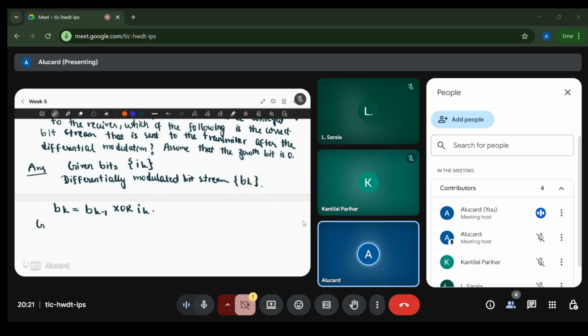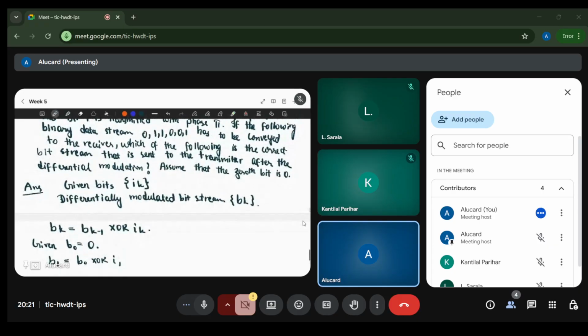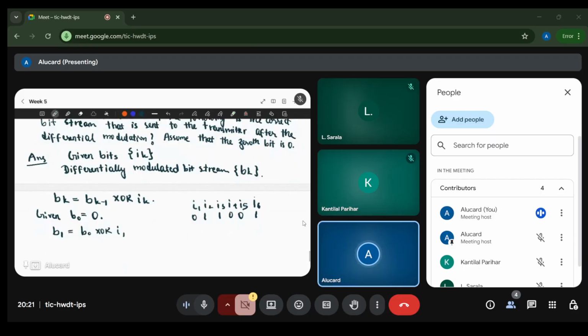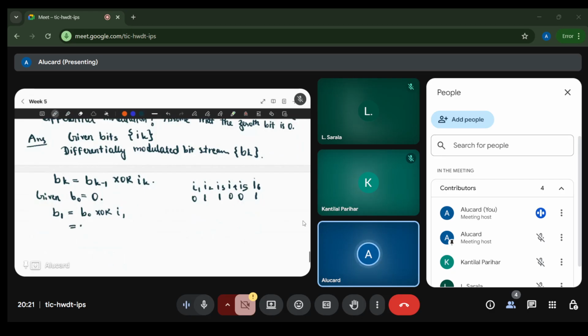Now they have given that the zeroth bit b0 is 0. So your b1 is b0 XOR I1. I1, I2, I3, I4, I5, I6 are 0, 1, 1, 0, 0, and I6. You're transmitting 6 bits. B1 is B0 XOR I1, which is 0 XOR 0, which is 0.